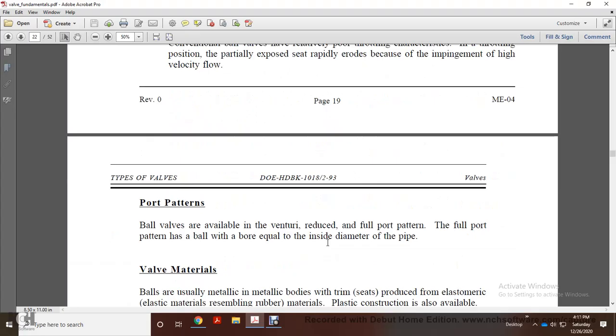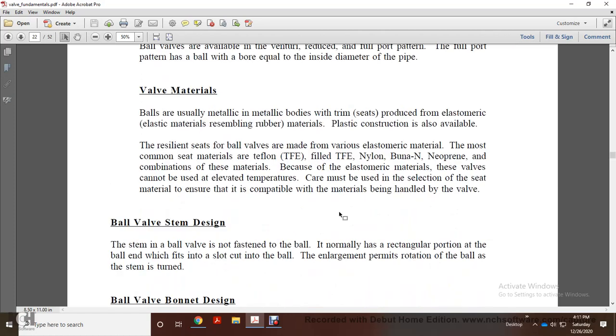Port patterns. Ball valves are available in venturi, reduced, and full port patterns. A full port pattern has a ball with a bore equal to the inside diameter of the pipe. Valve materials. Balls are usually metallic, with a trim seat produced with elastomeric or elastic materials resembling rubber. Plastic construction is also available.